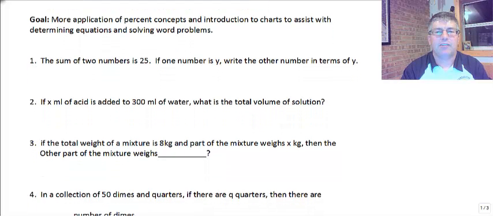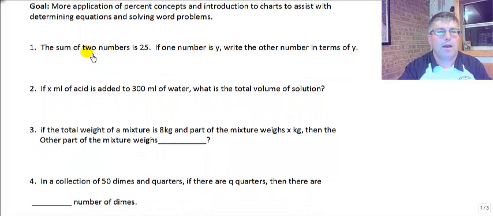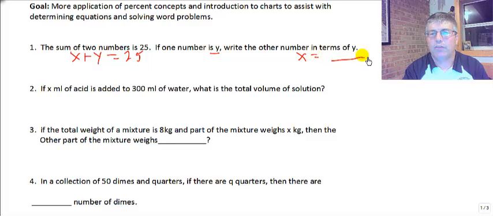Well, let us begin by just looking at some basic concepts and skills that you'll need to have. Simple word problem: the sum of two numbers is 25. If one number is y, write the other number in terms of y. Well, if our two numbers would be like x plus y is 25, right? One number was y, so write the other number in terms of y. Well, that means our goal is to have our other number in terms of y will be x equals something, and that something will have a y in it.